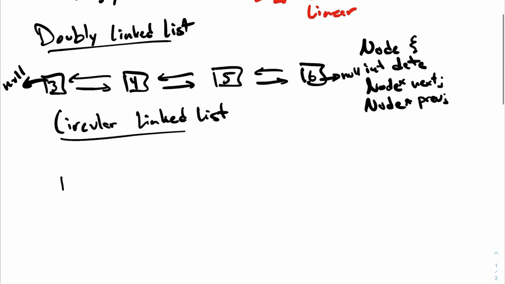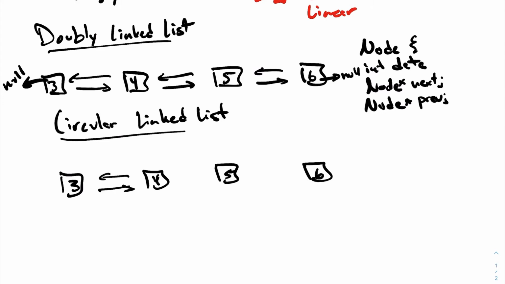So let's start with the idea of the doubly linked list. 3, 4, 5, 6. Now let's imagine this scenario, and we have something that looks like this, right, with our next and our previous pointers. Now imagine this scenario, and this is null, and this is null, right?